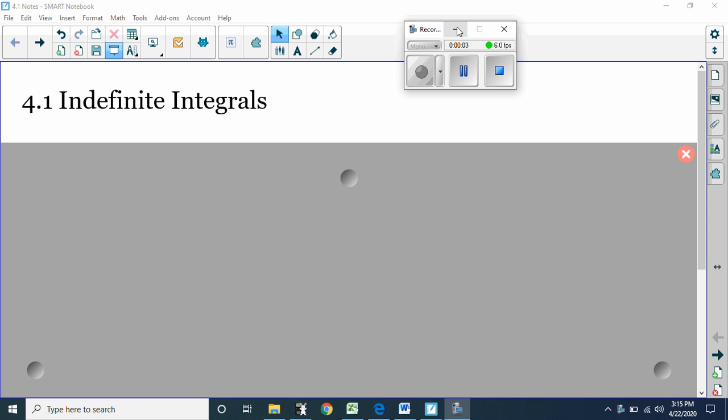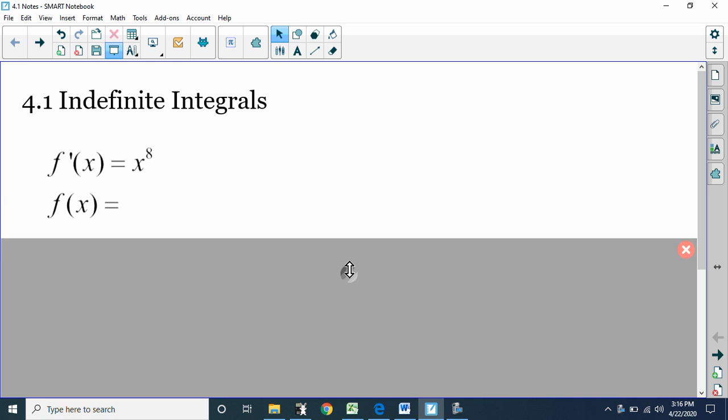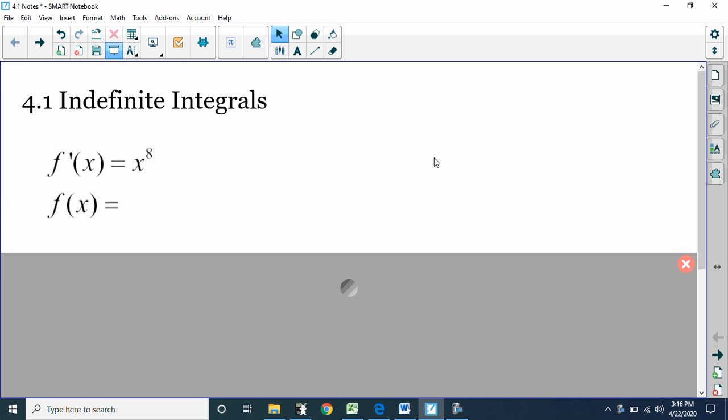Section 4.1 is on indefinite integrals. What we're doing is really the opposite of what we were doing when we were taking the derivative. So now, instead of having the function and trying to find the derivative, you'll be given the derivative and you'll be trying to come up with a function that has that derivative.